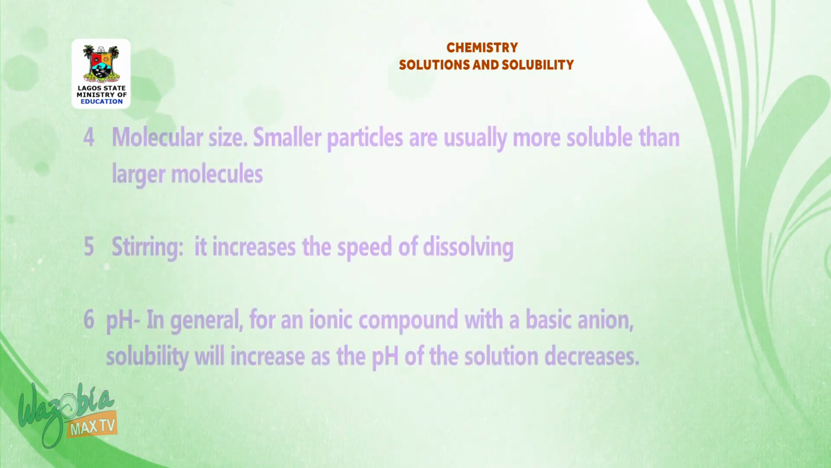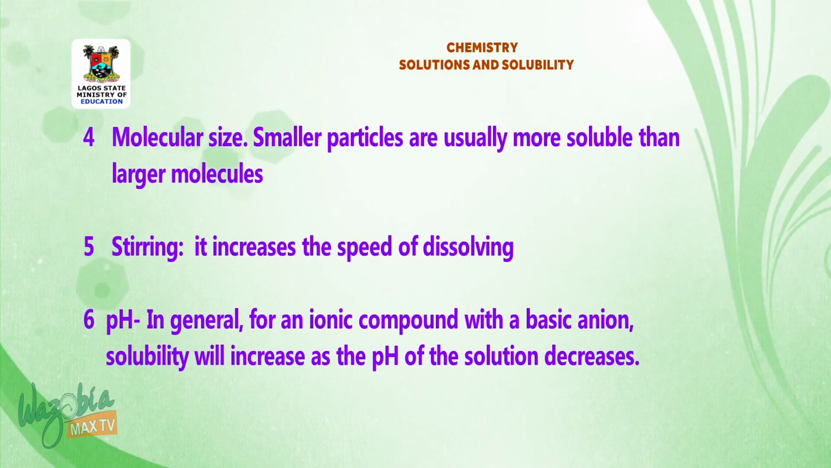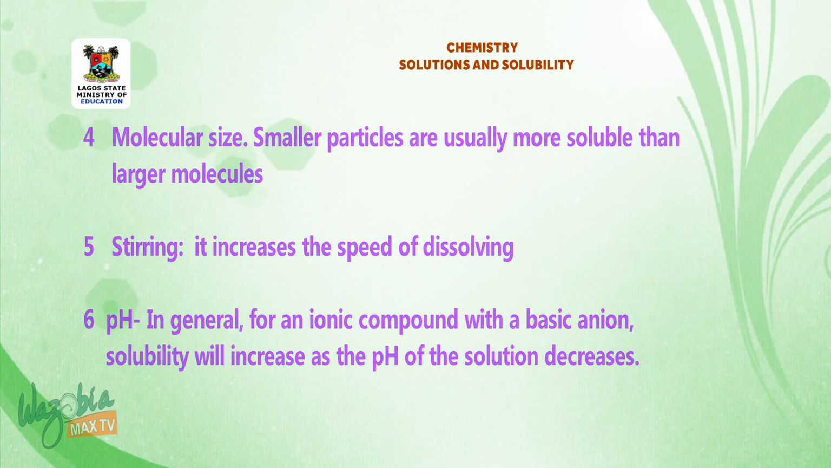Number 4, molecular size. Smaller particles are usually more soluble than larger molecules. Number 5, stirring. It increases the speed of dissolving. Number 6, pH. In general, for an ionic compound with a basic anion, solubility will increase as the pH of the solution decreases.